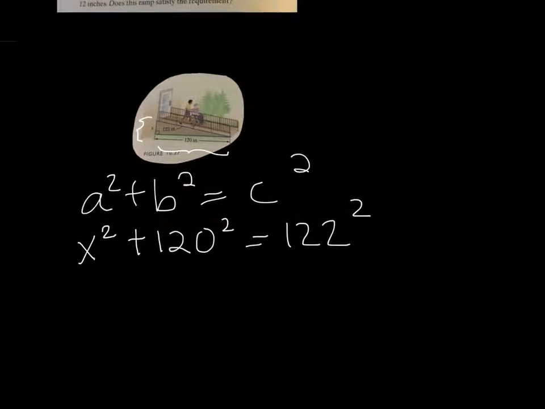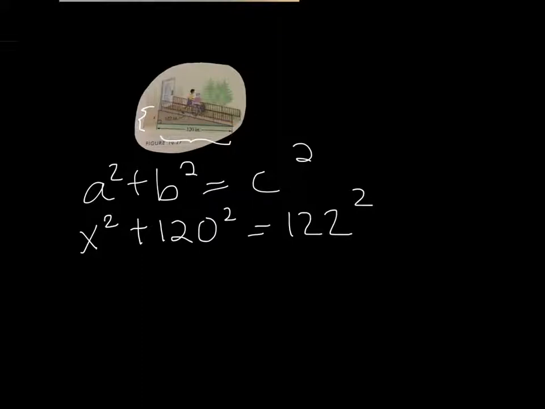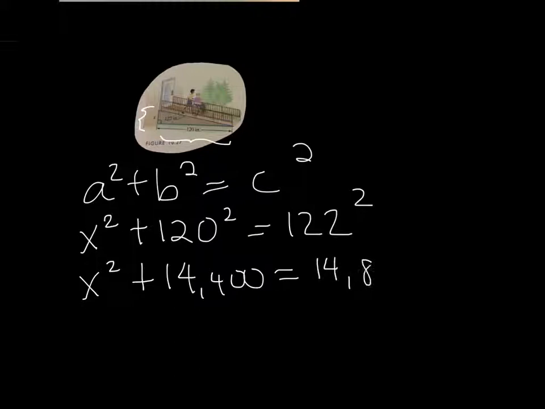So again, this is just some simple arithmetic. You're just multiplying. So x squared plus 120 squared. If you punch that in your calculator, you get the following, and then 122 squared. And if I subtract 14,400 from both sides, I get 484.